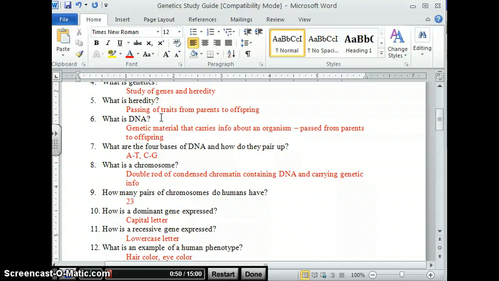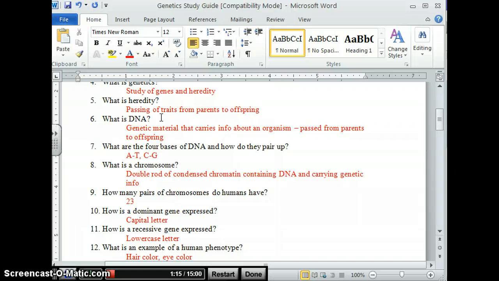For DNA, I want you to understand more than just what it stands for. Yes, it does stand for deoxyribonucleic acid, but I also want you to know that it's the genetic material that carries information about an organism, and then it's passed from parents to offspring. The 4 bases of DNA are A, T, C, and G, and the way that they pair up is that A pairs with T and C pairs with G.